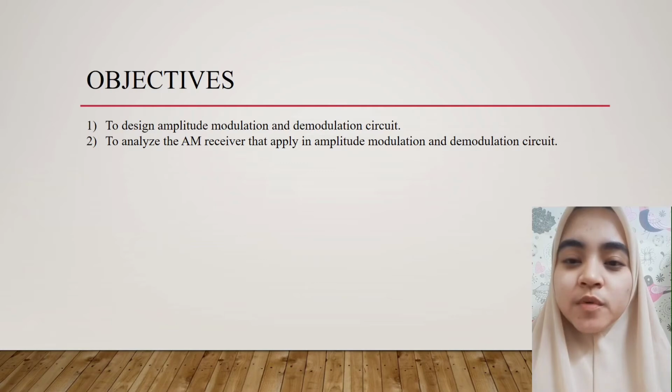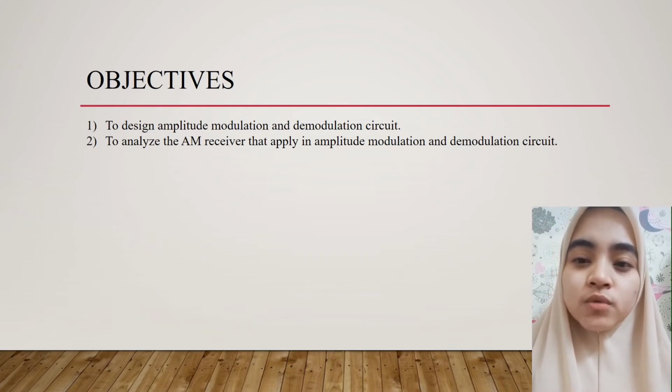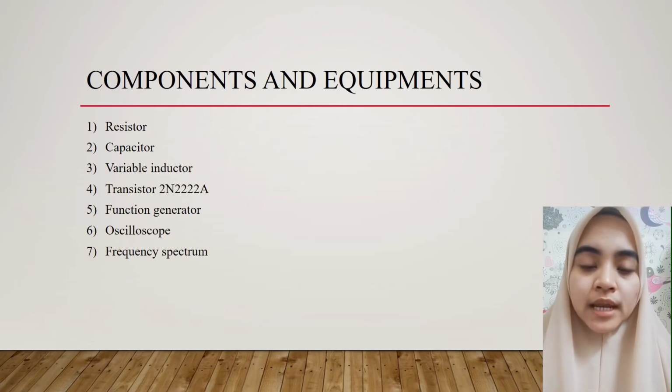Objective for this mini project is to design amplitude modulation and demodulation circuit and to analyze the AM receiver that is applied into amplitude modulation and demodulation circuit. The components and equipment that I use in this mini project are resistor, capacitor, variable inductor, transistor 2N2A, function generator, oscilloscope, and spectrum analyzer.